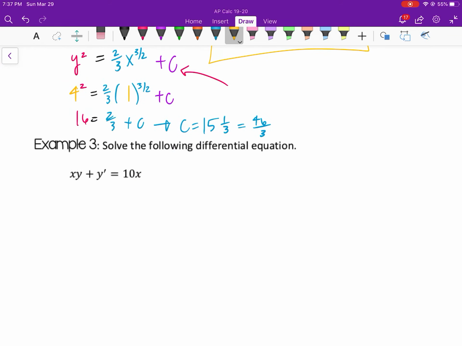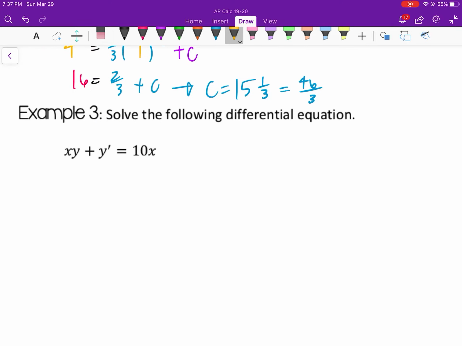And then in example 3, we want to solve the following differential equation. Well, again, notice they gave us a y prime. Let's change that to dy dx. And while we're at it, let's go ahead and subtract that xy from both sides. Now it's not going to combine with that 10x, of course, but that's okay. So dy dx equals 10x minus xy.